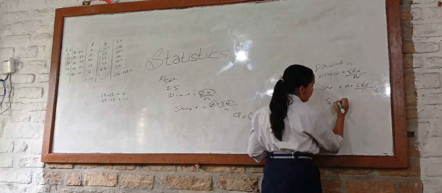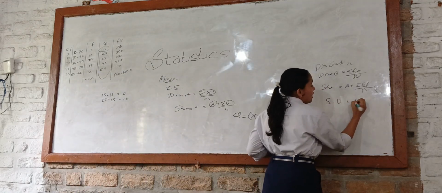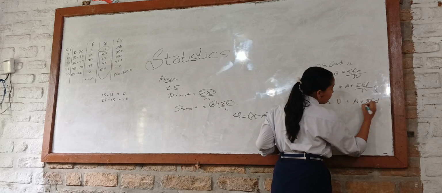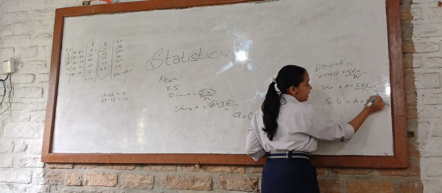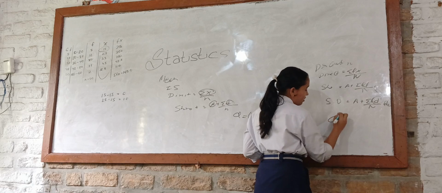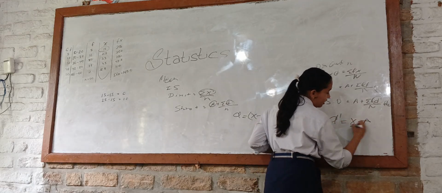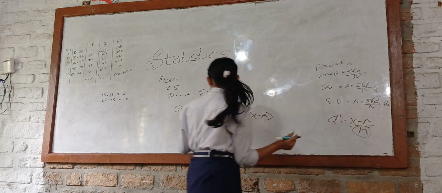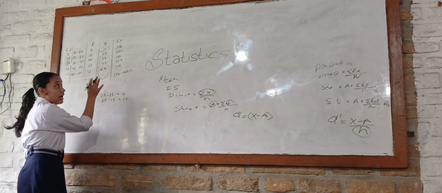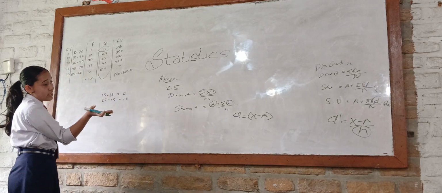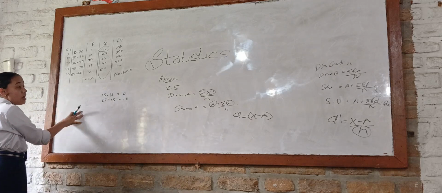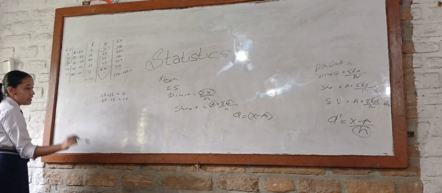Now last we have the step deviation method, that is a plus summation f of d dash by n into h. Here n is the common factor and d dash can be measured like this. The value that we have just taken out from this one, we just need to divide it by the h, that is the common factor, and here it is 10 because the difference is 10.